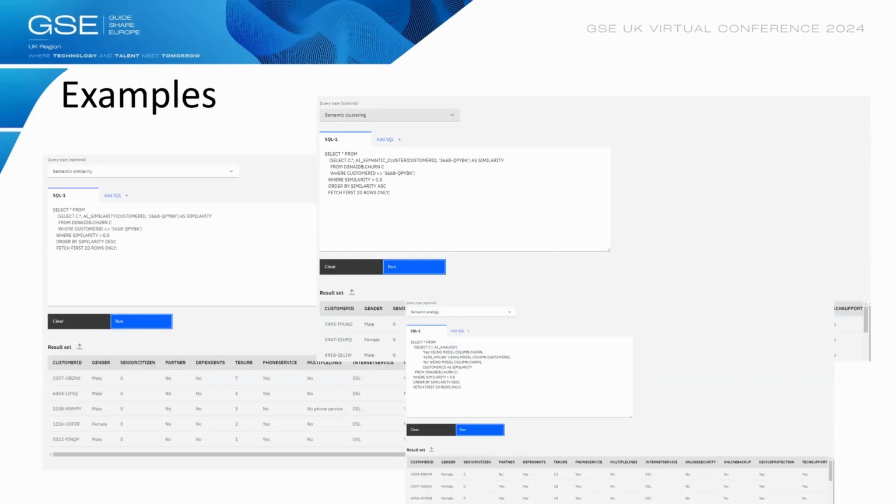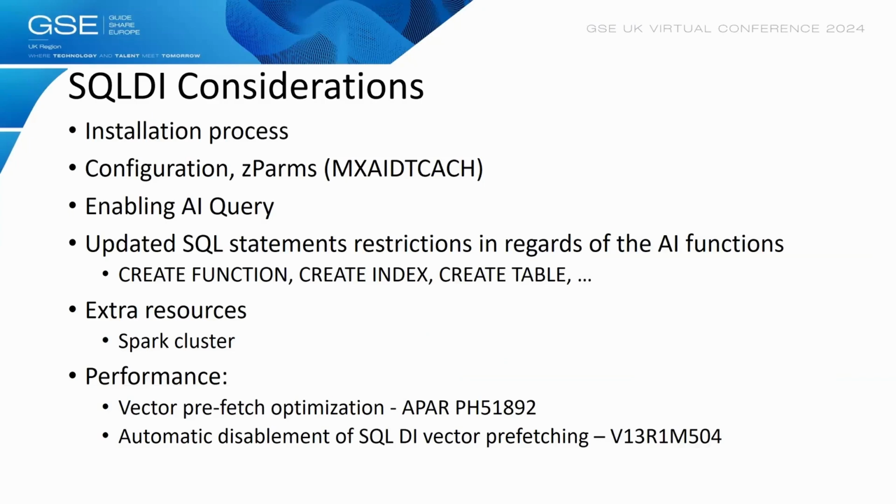This is the example of the UI. So there is a UI where you specify which table is enabled for this AI, and then there are also some sample data you can use for playing with that. So here I have some selects from this sample data, so you can see how I use this AI similarity and the semantic cluster functions and so on. So that's how you can learn and play with that.